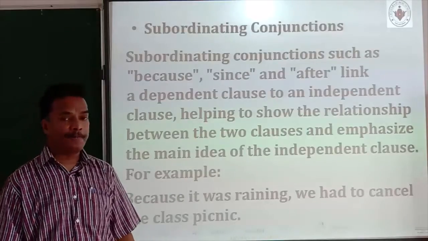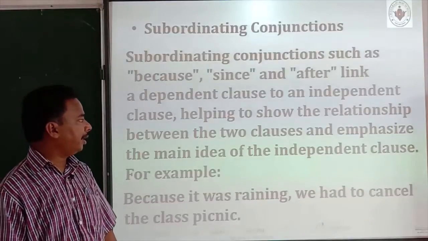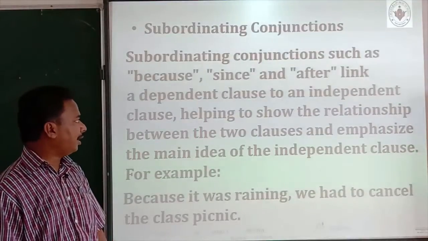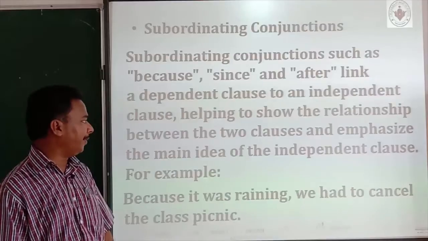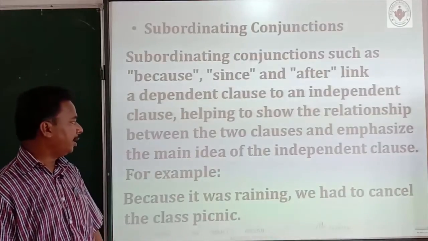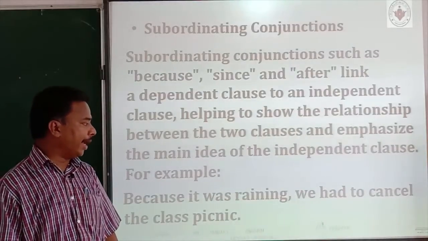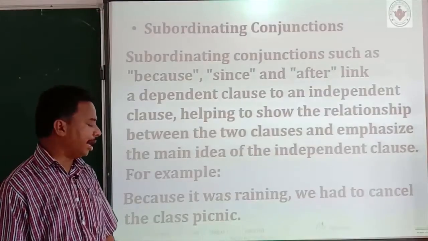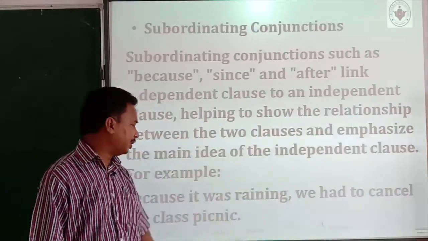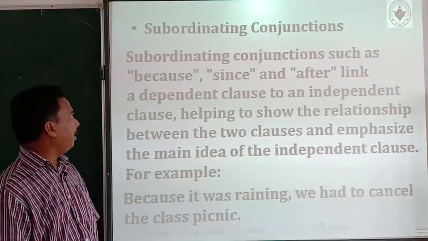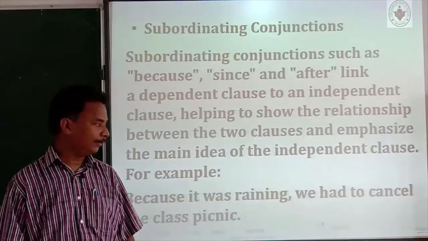Now, the next type is subordinating conjunctions. Subordinating conjunctions such as because, since, and after link a dependent clause to an independent clause, helping to show the relationship between the two clauses and emphasize the main idea of the independent clause. For example, because it was raining, we had to cancel the class picnic. Here we know the independent or the main clause is we had to cancel the class picnic. The subordinating conjunction in this sentence is because it was raining.